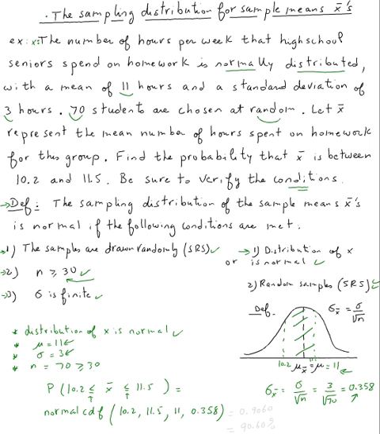The standard deviation of X bar is 0.358. Now use your calculator. It's supposed to give you 0.9060, which is 90.60%. And that's it for this problem.